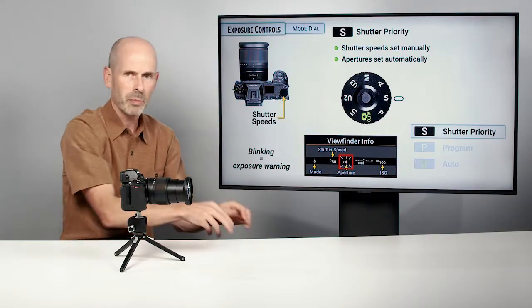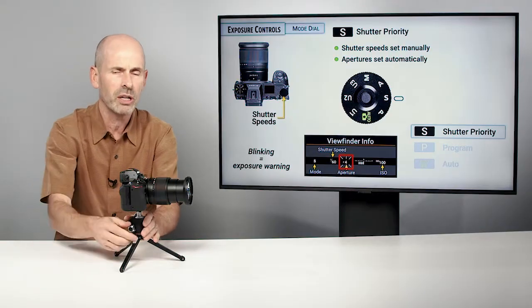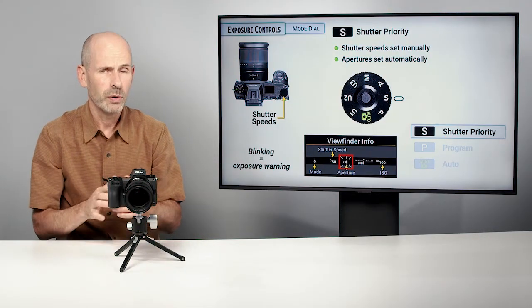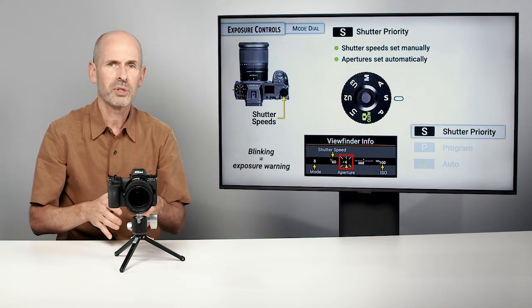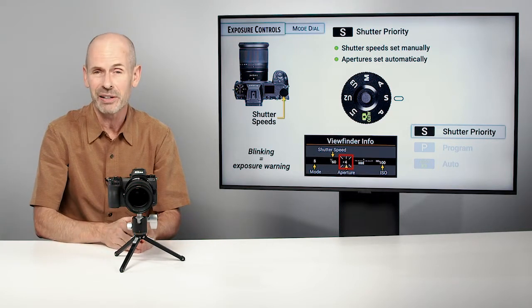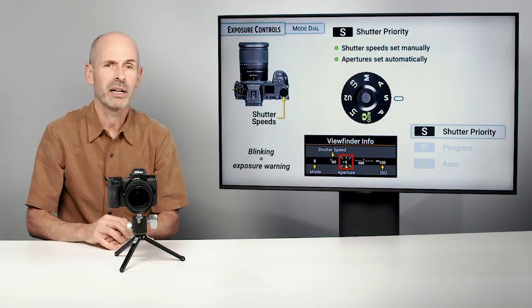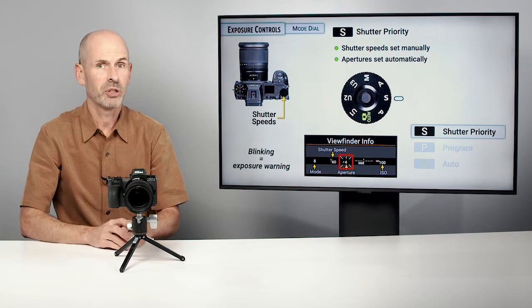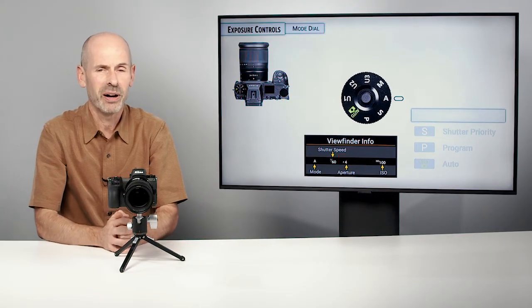So for some of you who are a little more knowledgeable and used to using auto ISO and shutter priority, it can work for some situations very well. It's one option when you know you want the right shutter speed and you know what that is, and you want to let the camera figure everything else out. But be aware of the blinking aperture. It's a good, important warning to be aware of.